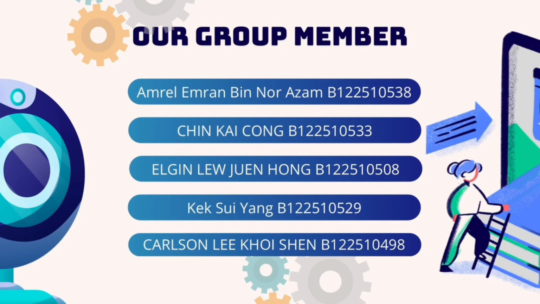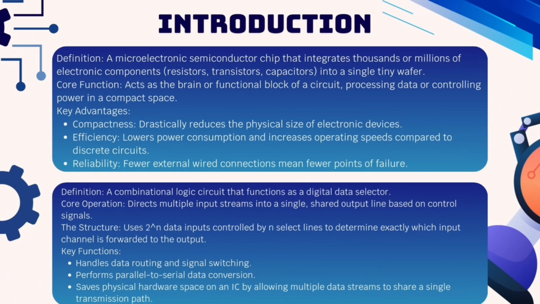We are here to walk you through the essentials of digital IC design and simulation. Let's kick things off with the microelectronic chip. It is a tiny semiconductor wafer that packs in millions of components like resistors and transistors. Essentially, it is the brain of any electronic device, processing data and controlling power in a very small space. It is a big win: compactness, lower power use, and better reliability.